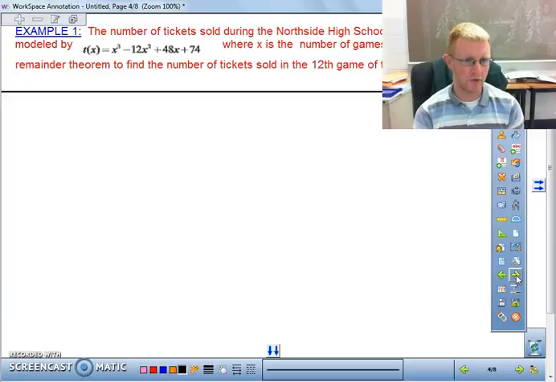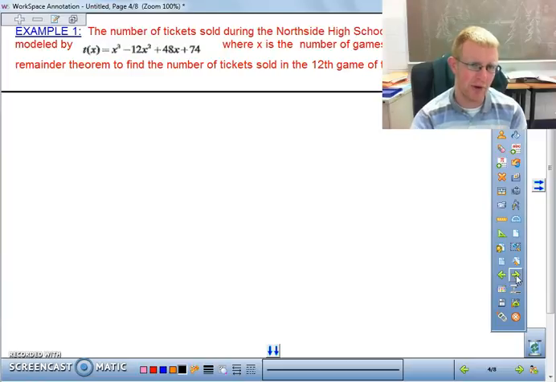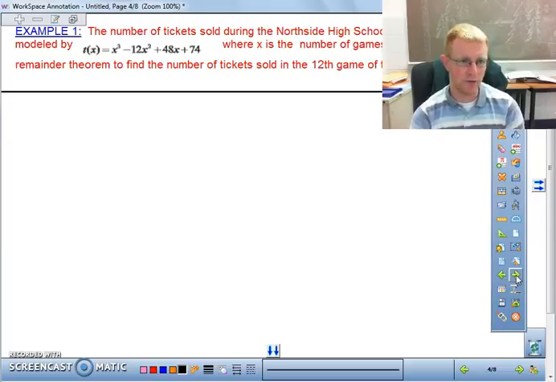And I know that you've done this before in Algebra 2, but basically we have a story problem that says the number of tickets sold during the Northside High School football season can be modeled by t of x equals x to the third minus 12x squared plus 48x plus 74, where x is the number of games played. Use the remainder theorem to find the number of tickets sold in the 12th game of the season.